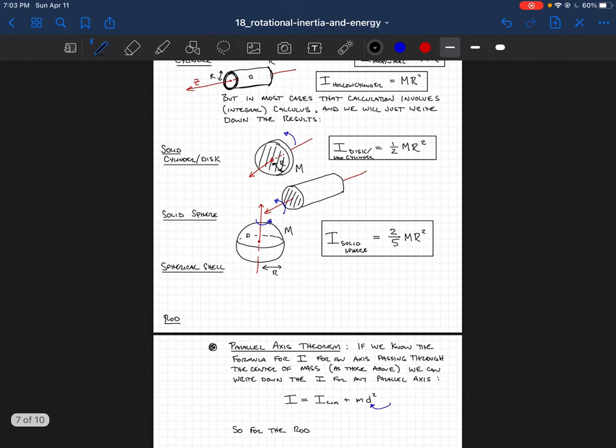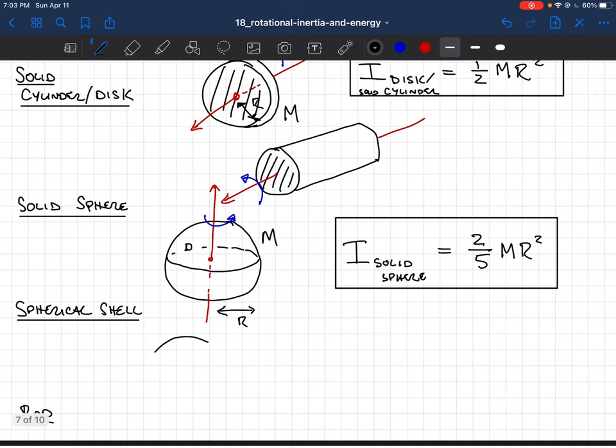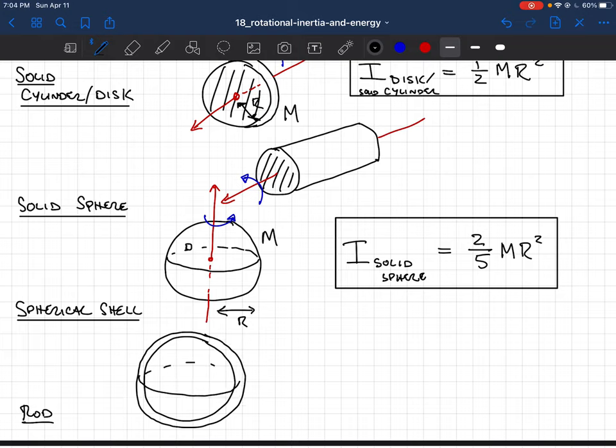Now, if you have a spherical shell, meaning all the mass sits out at the edge. So we still have spherical size. I can't really draw that very well. What do you think? What would happen to the moment of inertia? Will it be smaller or larger than the previous one?